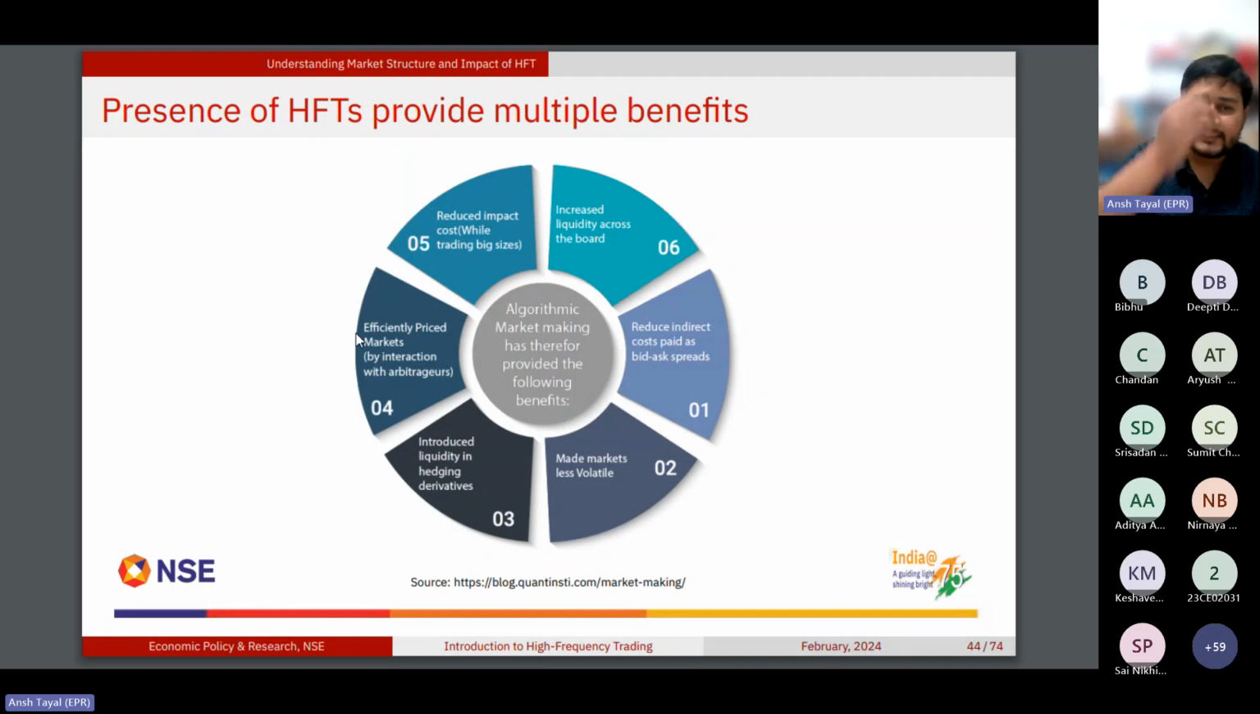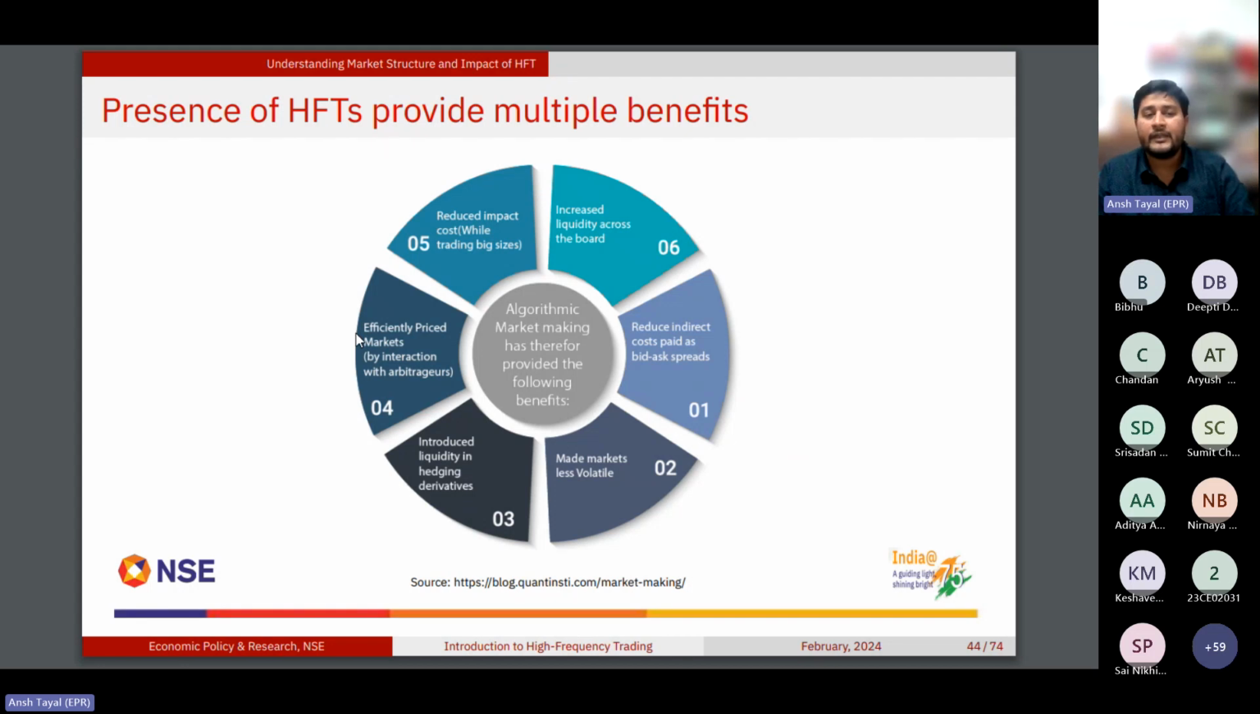Now, the presence of HFTs has multiple benefits. It reduces the bid-ask spread. Let's say if HFTs were not there, then the best bid is the best price someone is willing to buy at, 100 rupees, let's say, and the best ask is the best price someone is willing to sell at. So 100 rupees, 10 paisa.